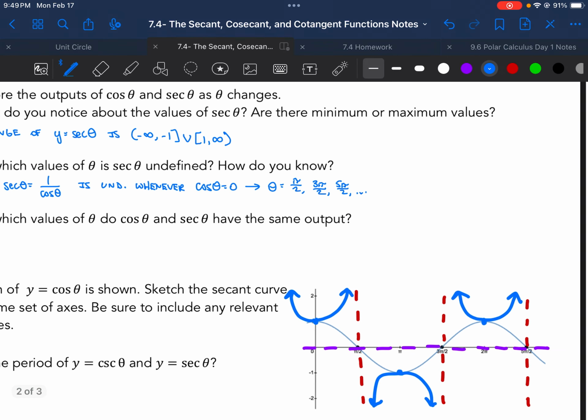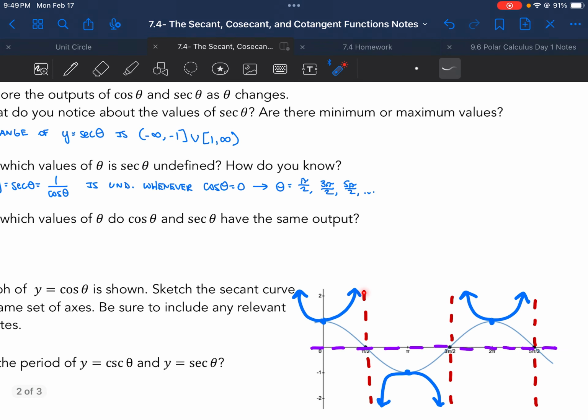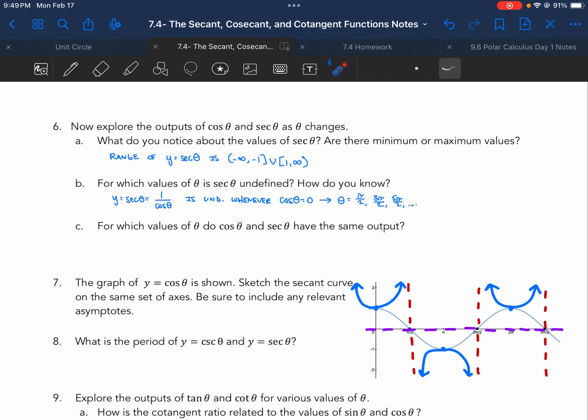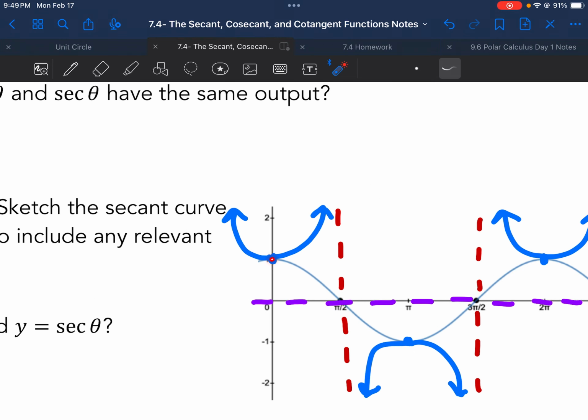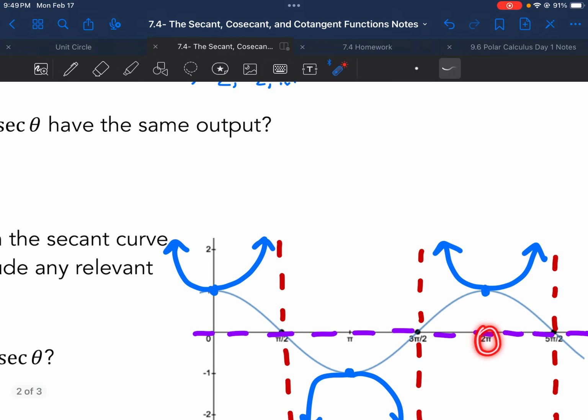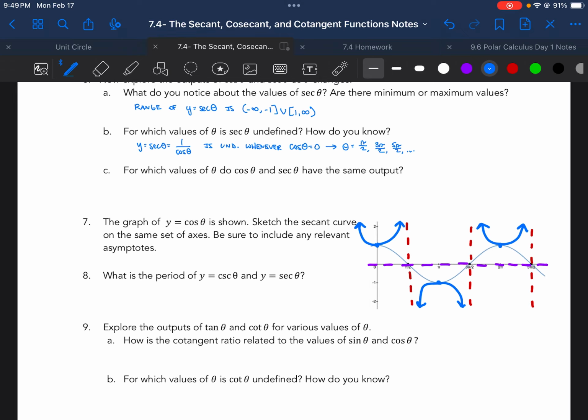Okay, and you can see that here in the graph perfectly. All these vertical asymptotes for secant of theta are happening at pi over 2, 3 pi over 2, 5 pi over 2, so on and so forth. For what values of theta do cosine and secant have the same output? Again, that's where the two graphs meet. That would be at 0, pi, 2 pi, 3 pi, so on and so forth.